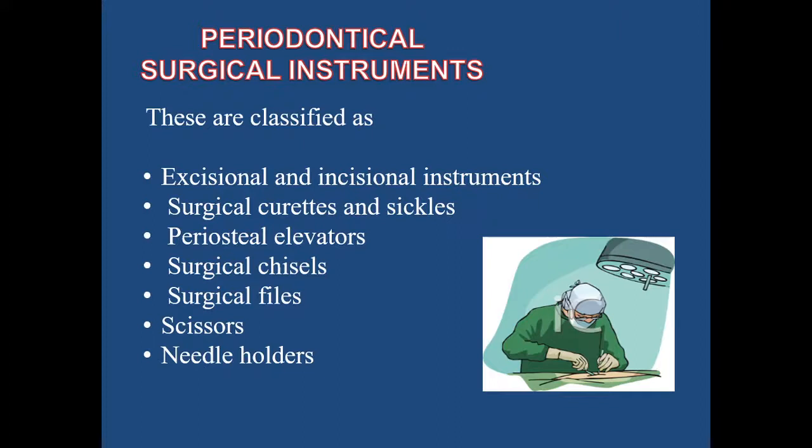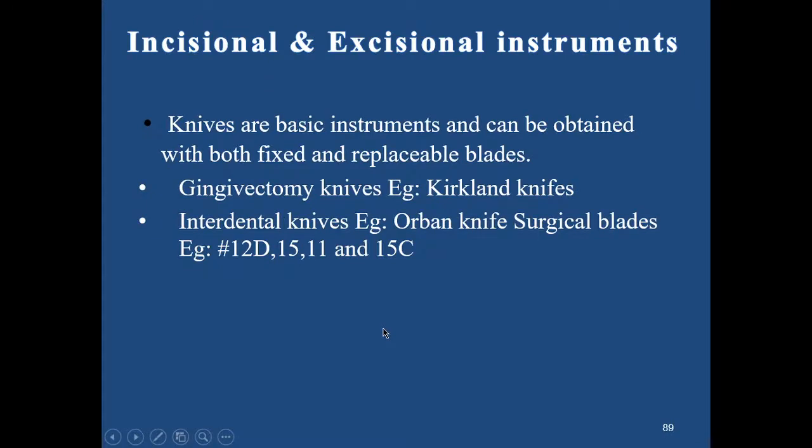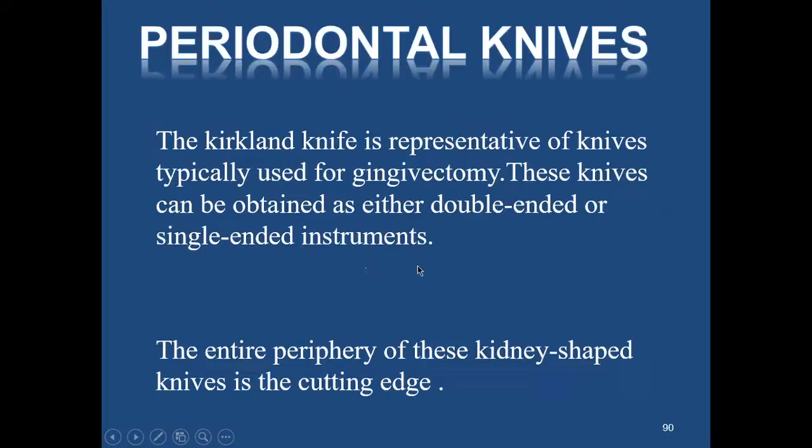Phase 2 therapy is periodontal surgery. We need periodontal surgical instruments, classified as excisional and incisional instruments, surgical curettes and sickles, periosteal elevators, surgical chisels, surgical files, and surgical needle holders. Incisional and excisional instruments include knives: gingivectomy knives and interdental knives. Gingivectomy knives like the Kirkland knife, and interdental knives like the Orban knife.